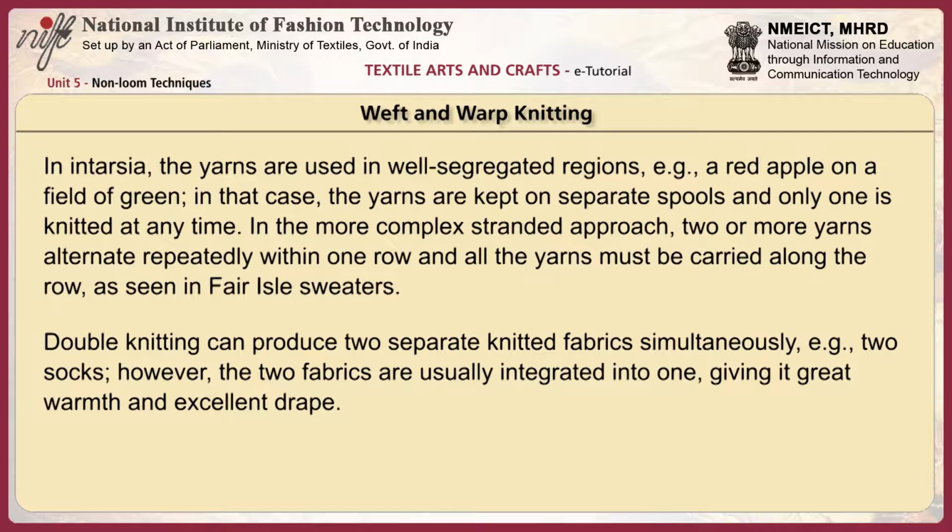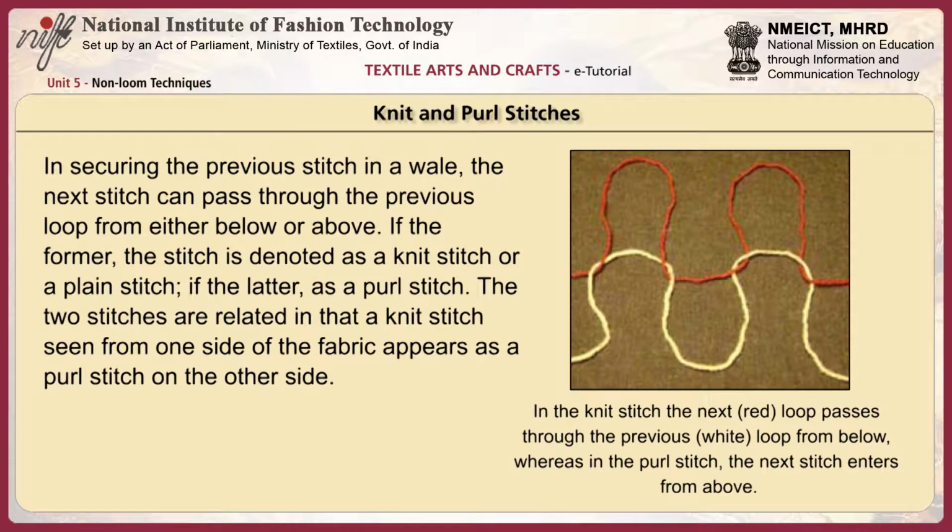Double knitting can produce two separate knitted fabrics simultaneously, for example, two socks. However, the two fabrics are usually integrated into one, giving it great warmth and excellent drape. In securing the previous stitch in a wale, the next stitch can pass through the previous loop from either below or above. If the former, the stitch is denoted as a knit stitch or a plain stitch. If the latter, as a purl stitch.